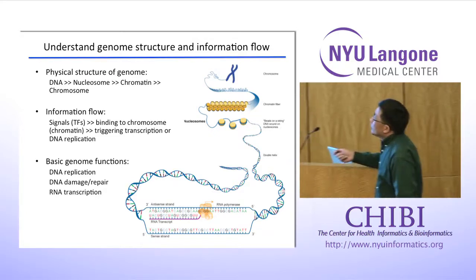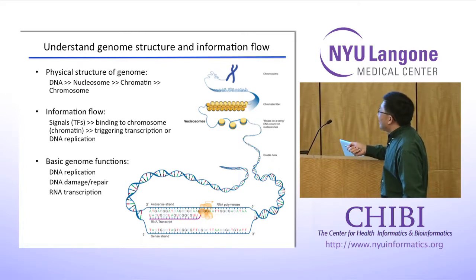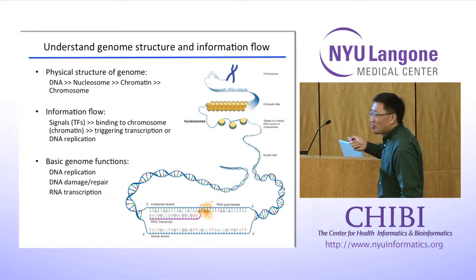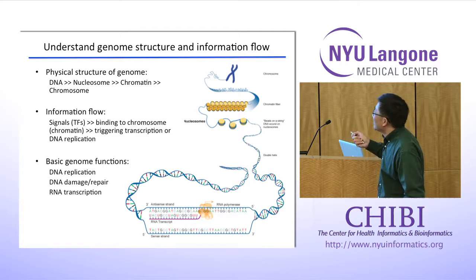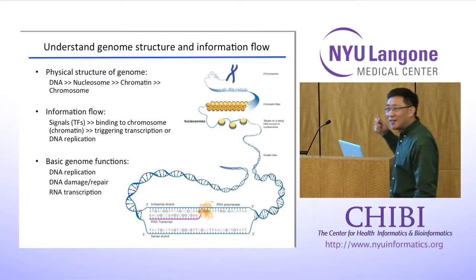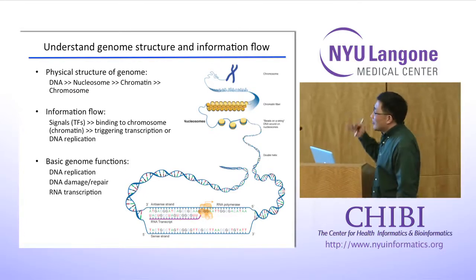Here is what a genome usually looks like. There is a DNA sequence wrapped around histones to form a nucleosome. A nucleosome then forms chromatin. The chromatin finally becomes a chromosome. The information process is backward.